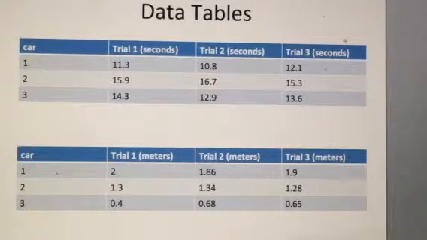As you can see from the data tables here, car 1's trial in seconds, car 2's trial in seconds, and car 3's trial in seconds can be seen above, and the cars 1, 2, and 3's trials for meters can be seen below. The trial time in seconds seemed to increase relatively with the mass, as well as the distance obviously decreased, as we can see here.